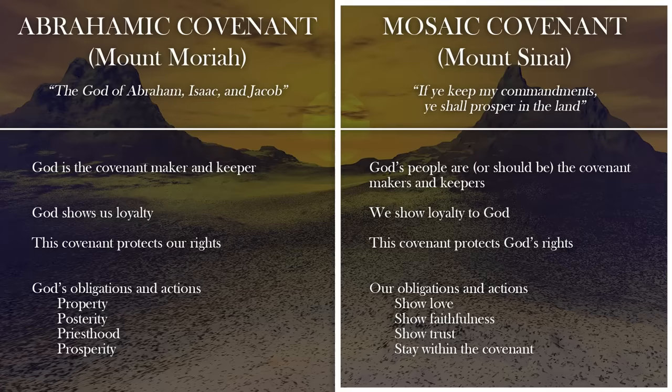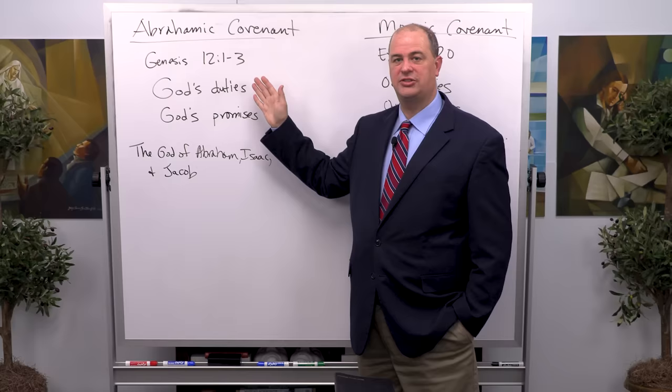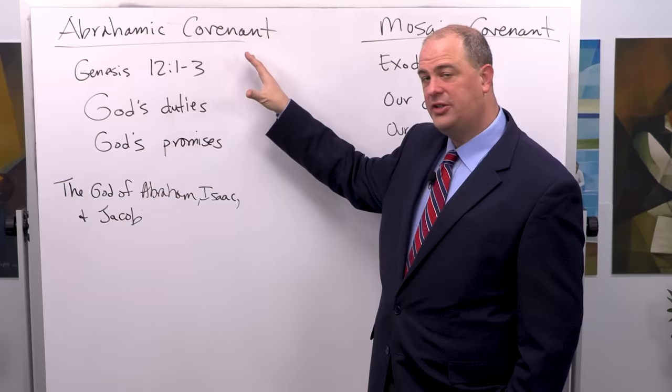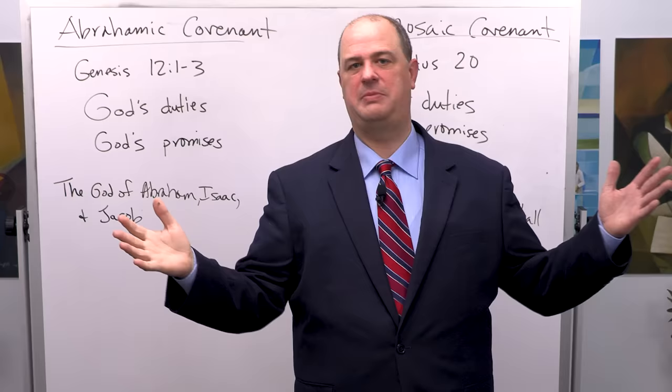And the summary statement for the Mosaic Covenant that you can look for throughout scriptures, and particularly in the Book of Mormon, is, if you keep the commandments, ye shall prosper in the land. The summary statement you will look for the Abrahamic covenant throughout scriptures is the God of Abraham, Isaac, and Jacob. This is the God who does great things. He keeps his promises. The scriptures are written and preserved as a witness of all that God has done to bless our lives and to be there for us, to open the path of our salvation.